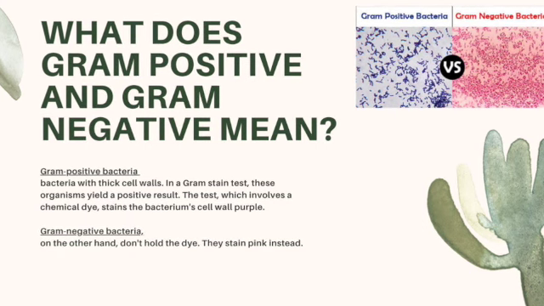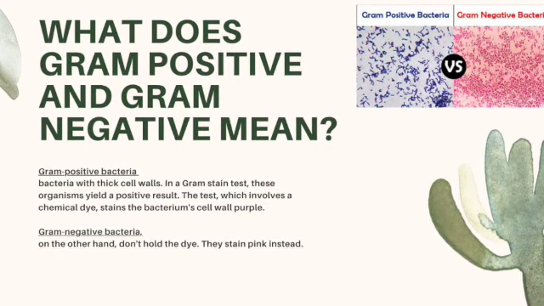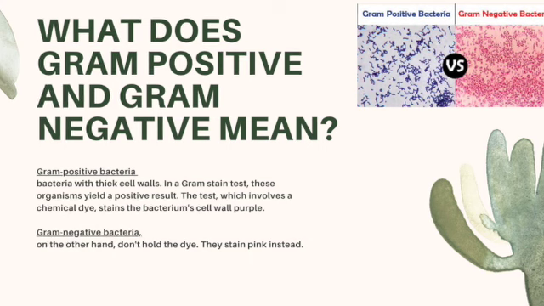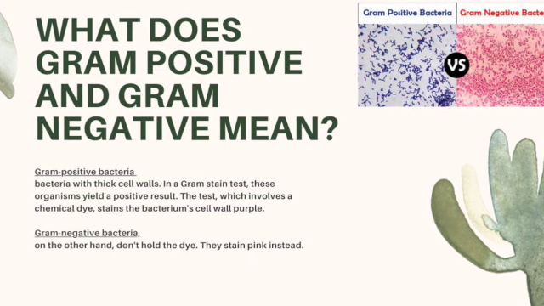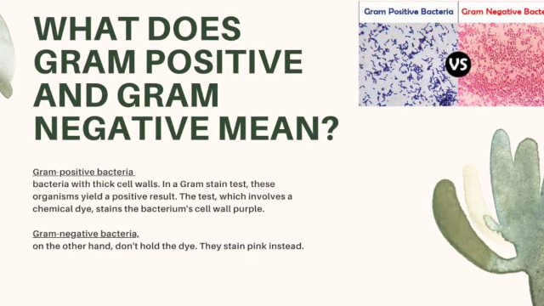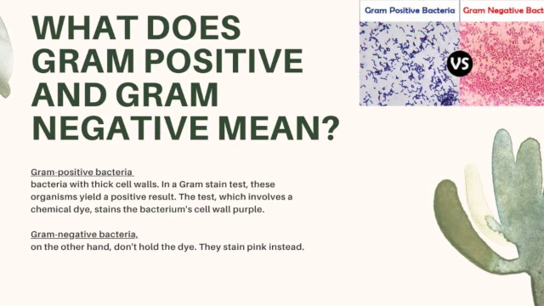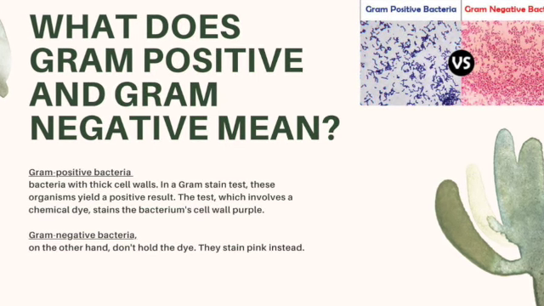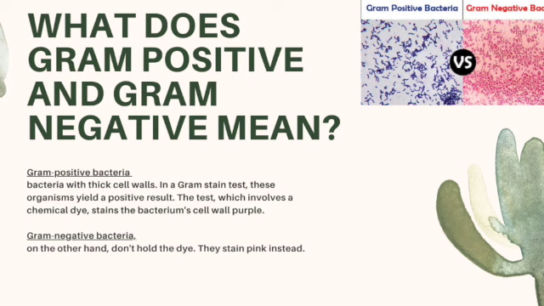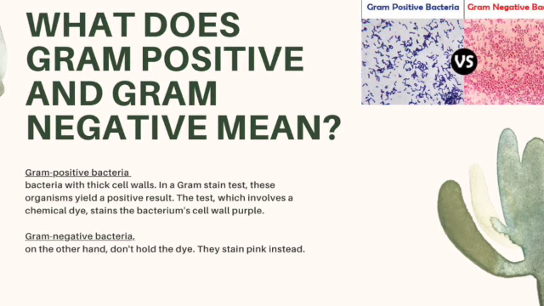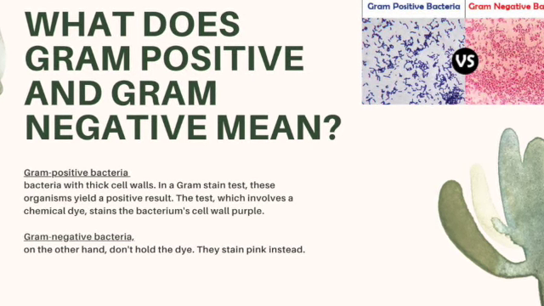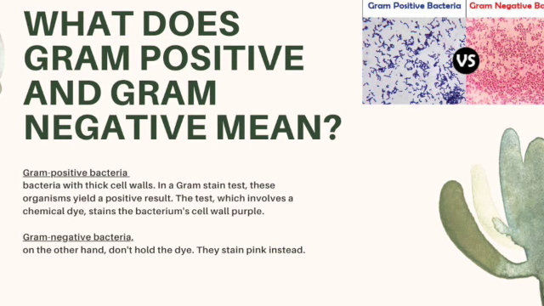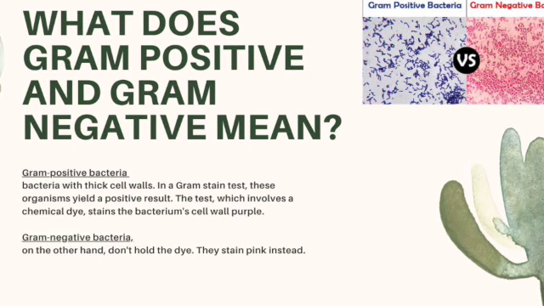So you can see that this gram-positive bacteria has a cell wall stained a purple color, because their cell wall is so thick that they absorb the chemical dye, and thus it's a positive result. And as for gram-negative bacteria, they don't hold dye and they stain pink instead.